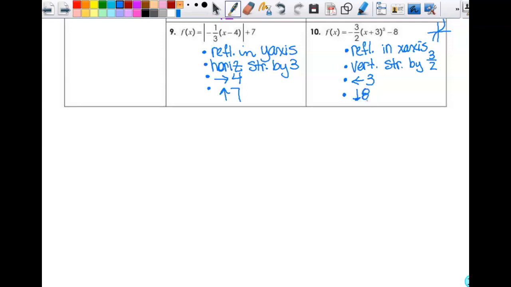This is how we're going to graph things. We're not going to graph things by making a t-table, plugging in a bunch of points, plotting points and trying to figure out the shape. That's not what this graphing is. This graphing is understanding the big concept of how things move around. So it's important that you can decipher this. Any questions at all? All right, so flip it over.